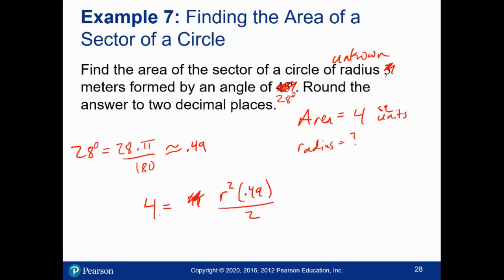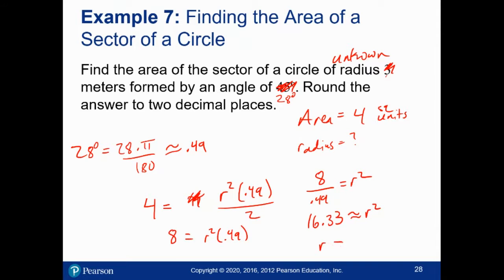So to solve this for r, we multiply both sides by 2. 8 is r squared times 0.49. I divide by 0.49. 8 over 0.49 is r squared, and we can estimate that. It's going to be almost exactly 16, it's 16.33 if I'm doing 2 decimal points, sorry. So 16.33 is approximately r squared.